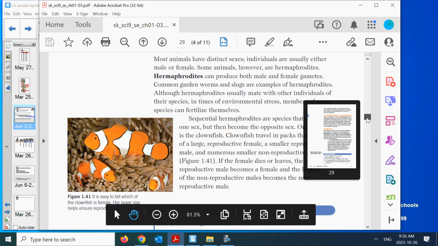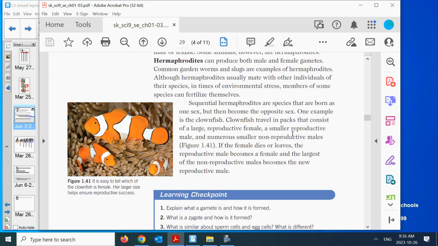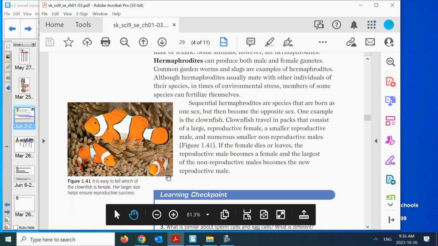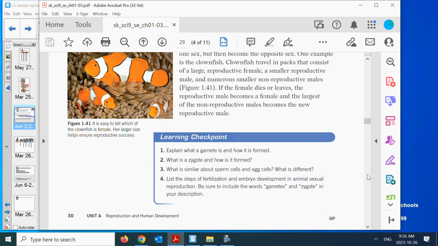It's a totally different system than us. So what would have happened if Nemo's father became a female? And then yeah, let's not use Finding Nemo as a documentary about the way genetics work. It's easy to tell which of the clownfish is female. It's the larger size. Okay? So there you go with that. Big mama. Seahorses are also like that, too.